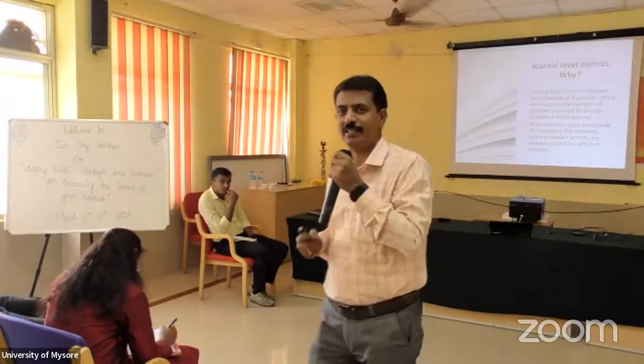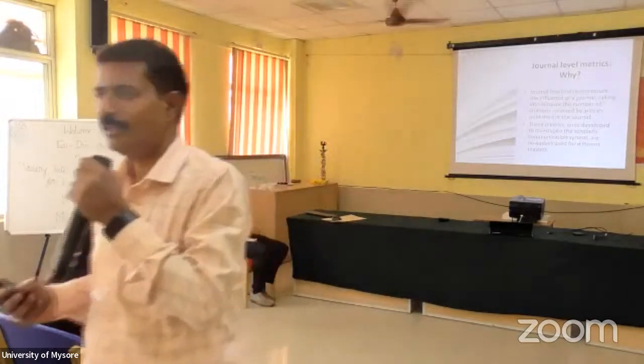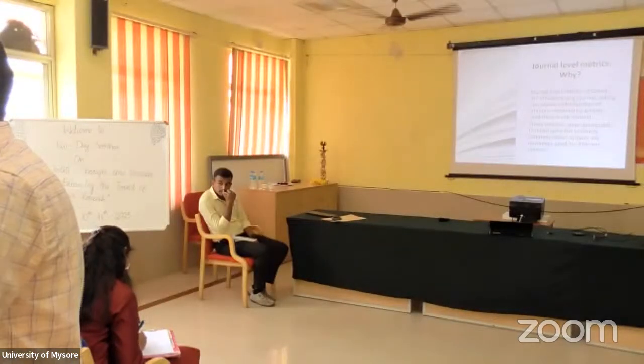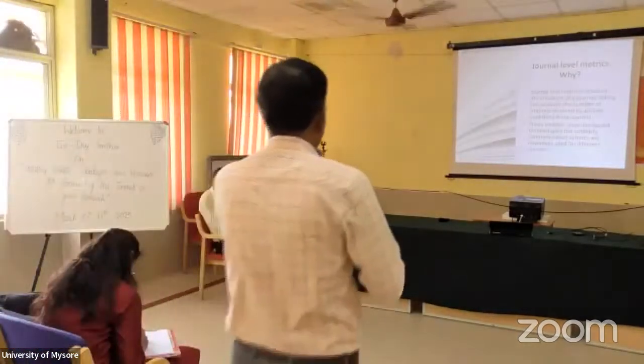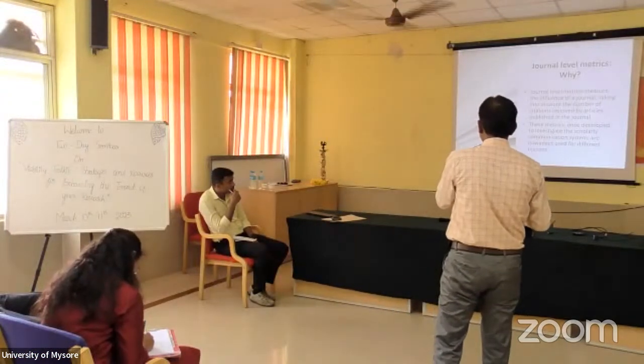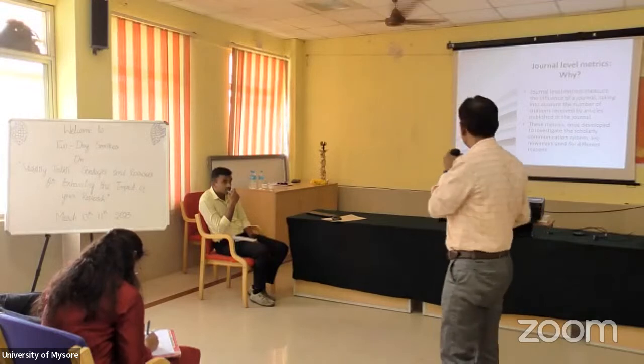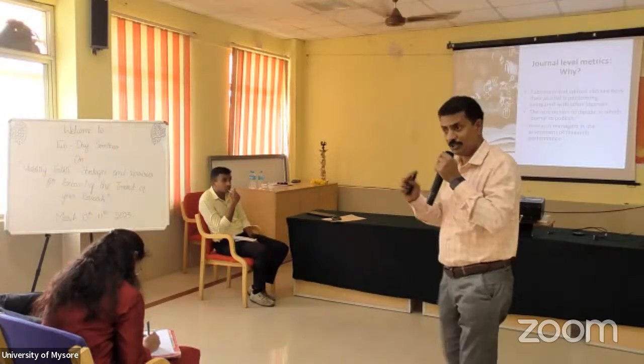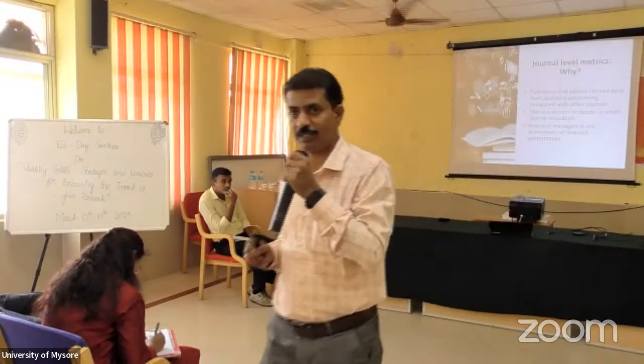So why do we need journal level metrics? Normally, journal metrics measure the influence of a journal, taking into account the number of citations received by the articles published in the journal. It will be more useful for the publisher.